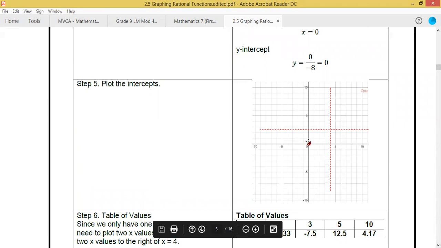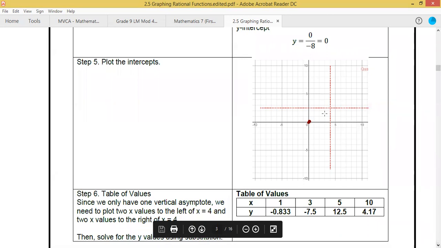Then we plot our x and y intercepts. It's found at the point of origin, (0, 0). In step number 6, we make our table of values. Remember, our vertical asymptote is x equals 4. So we plot two x values to the left. What's to the left of x equals 4? It can be 1 or 3. Then 2 points to the right. That can be 5 and 10.